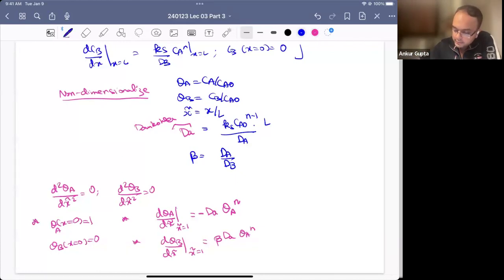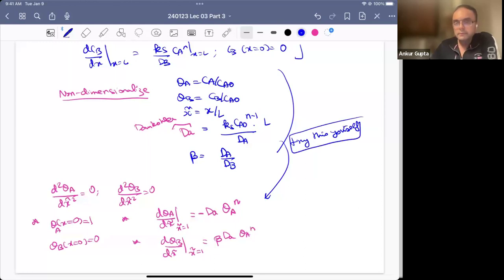Please try this yourself, it's a good idea to practice. In the second part of the video, we will solve these equations using Python for an arbitrary value of the Damköhler number, arbitrary value of theta, and arbitrary value of beta to get theta_A and theta_B. I hope to see you in that video, and hopefully this video makes sense. This is essentially a continuation of what we were discussing in the lecture. See you soon.